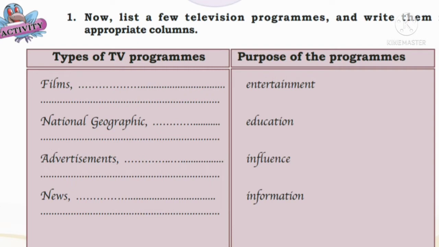see two columns there. In the second column, the purposes of the programs are listed. That is entertainment, education, influential and informative. Okay, now in the first column, you have to list the programs that come under each of these purposes and complete this activity in your textbook itself.